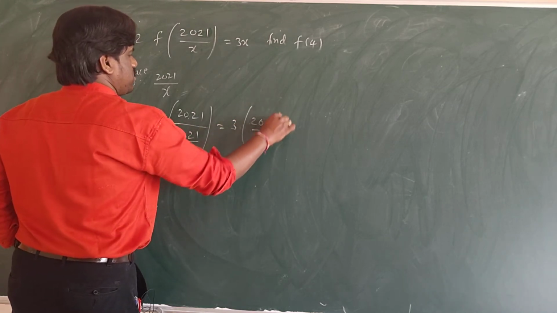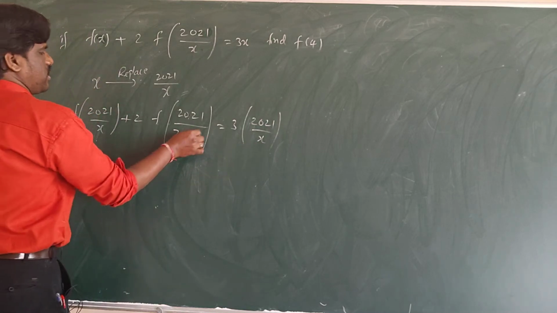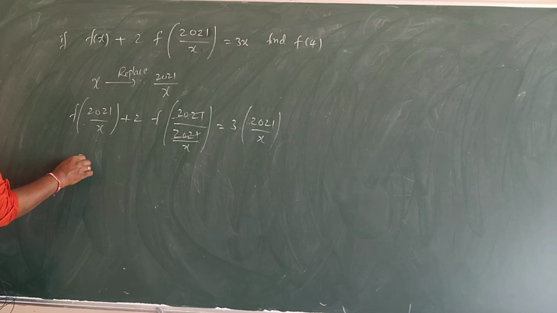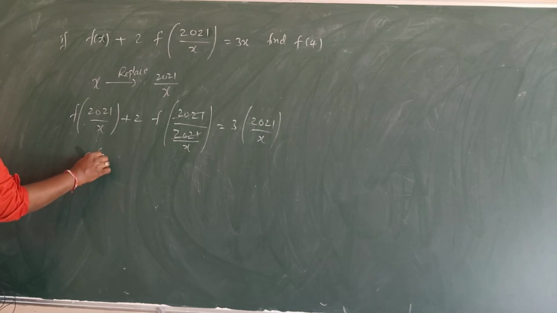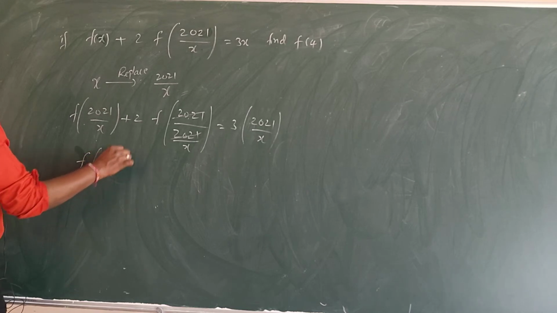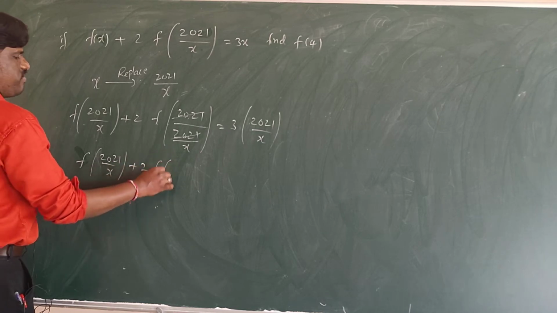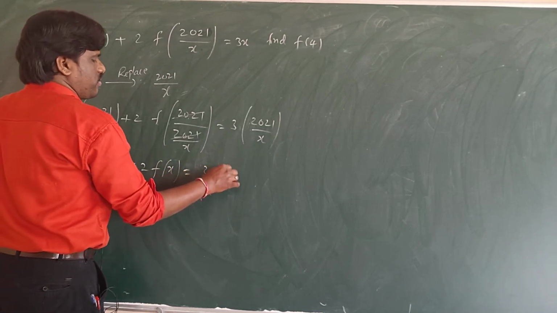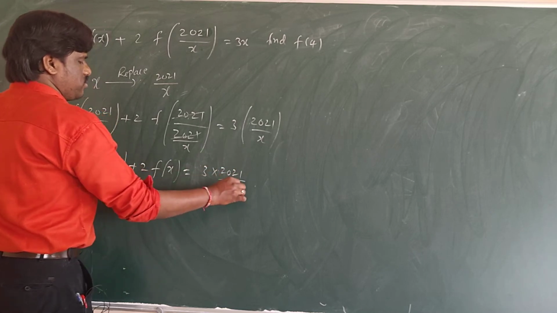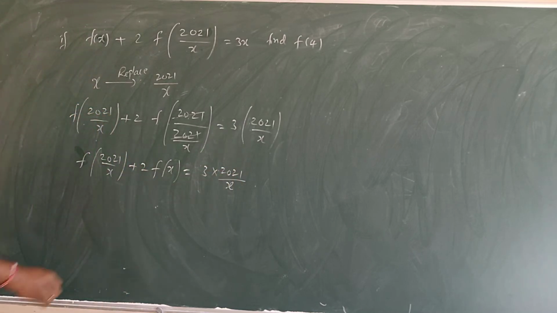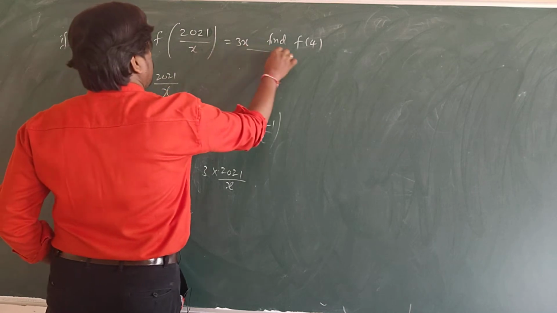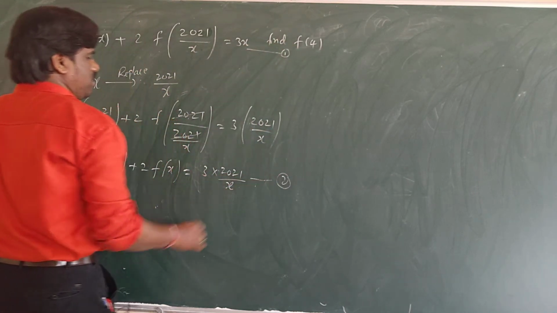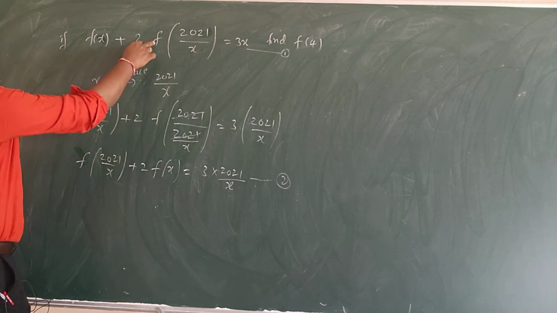2021 by x. The 2021 cancels out, so you get 2 times f of x, so this is f of 2021 by x plus 2 times f of x is equal to 3 into 2021 by x. You are going to get this. Whatever is given, think of it as the first equation, and this is the second equation. Our target is 2 f of x.